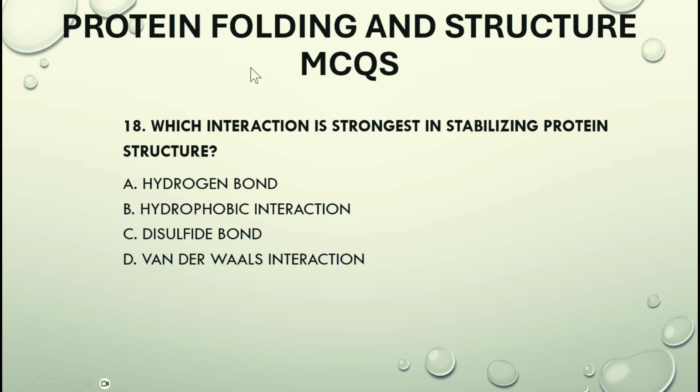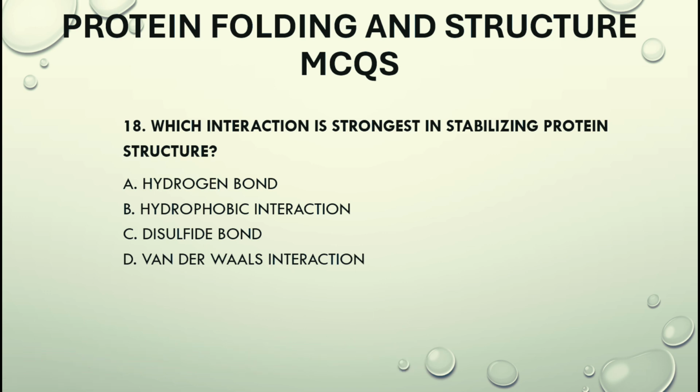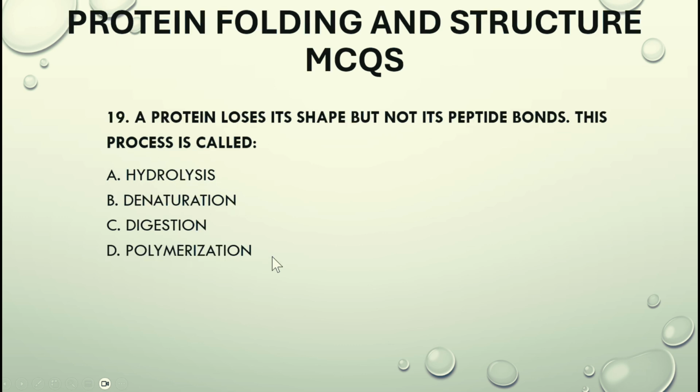Number 18. Which interaction is strongest in stabilizing protein structure? Is it hydrogen bond, hydrophobic interaction, disulfide bond, or van der Waals interaction? The correct option is C, disulfide bond. They are covalent bonds, and of course, they are much stronger than non-covalent interactions. Please don't forget that.